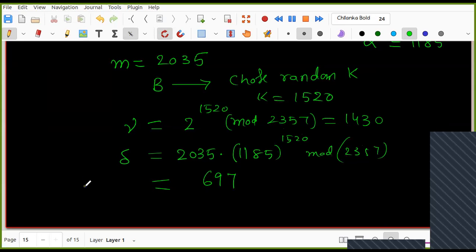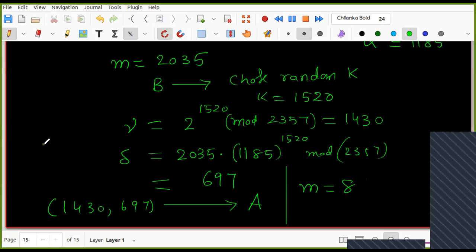I have gamma and delta. What is the public key now? What will she send? B sends this 1430, comma 697 to A. Now A computes. How will A get m? We need to compute gamma power minus a. So first A computes gamma power minus a, meaning the inverse of gamma power a.